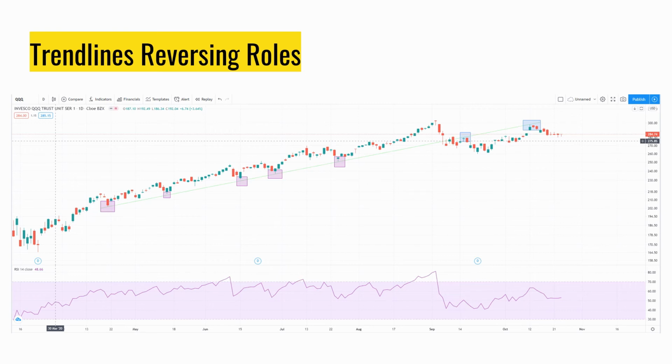Once the trend line was broken in early September, we see that the line has become resistance, as price gets rejected at that line. We can see 2 rejections as shown in the blue boxes.